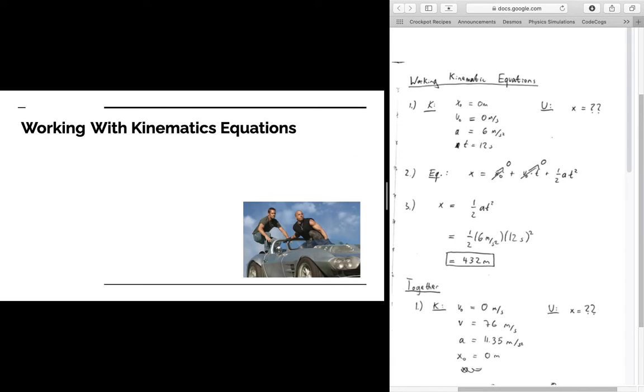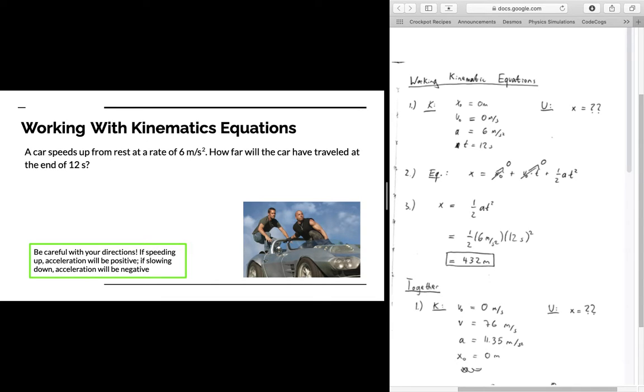So working with kinematic equations, let's jump into how to use these things. There's 3 of them, so it can seem quite daunting how to choose which one to use, okay? So let's take a look at an example problem. A car speeds up from rest at a rate of 6 meters per second squared. How far will the car have traveled at the end of 12 seconds? How do we know which equation to use? How do we know what we're looking for?